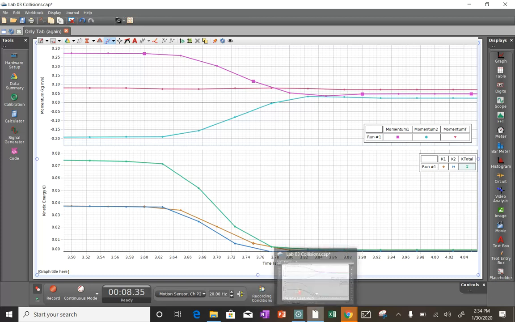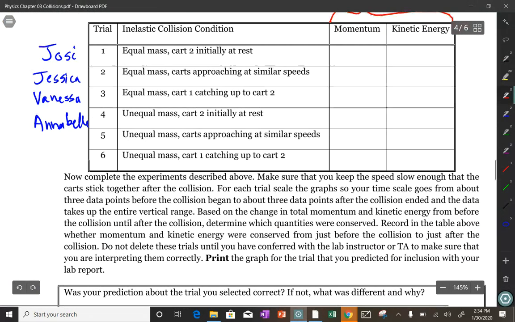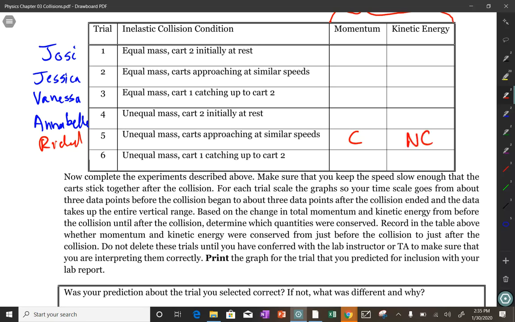So now that I've done this, I'm going to go back to the lab guide, and I'm going to put in for my experiment 5, momentum, C for conserved. Kinetic energy, NC for not conserved. Each one of you, when you are done with your trial, I want you to come up and add your information here. And then you're going to write down everybody's information in your lab guide.